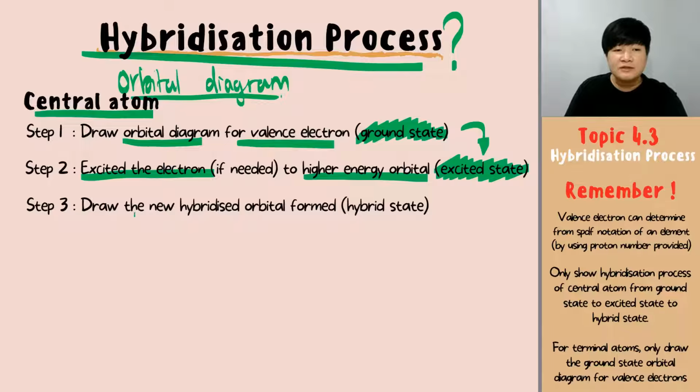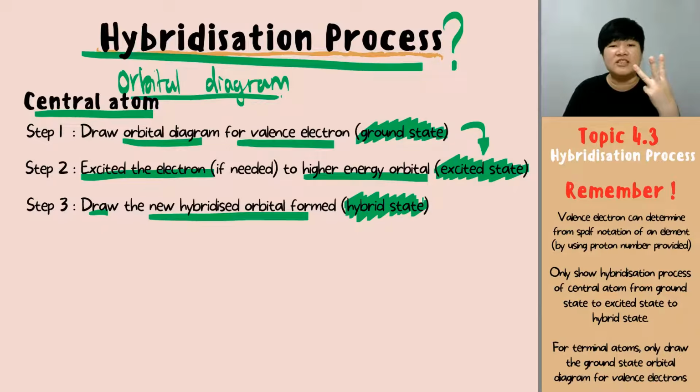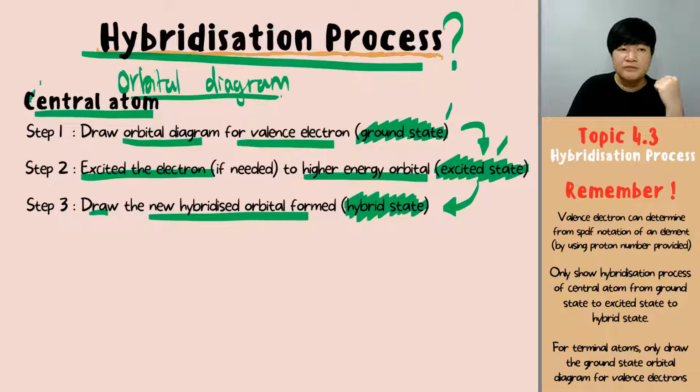Last but not least, you are going to draw the new hybridized orbitals formed, which is your hybrid state. So for the central atom, we have 3 stages: ground state, excited state, moving all the way down to your hybrid state. So that is what we are going to do for the central atom.